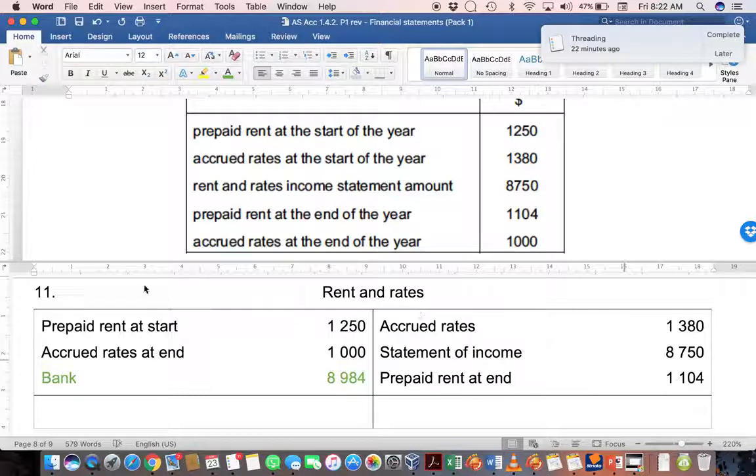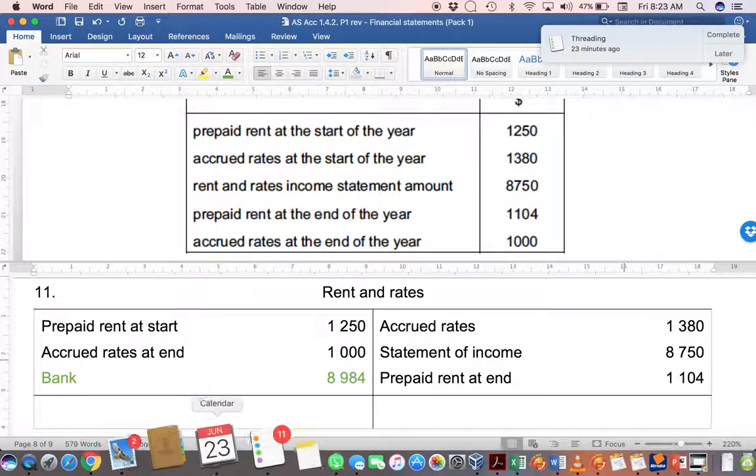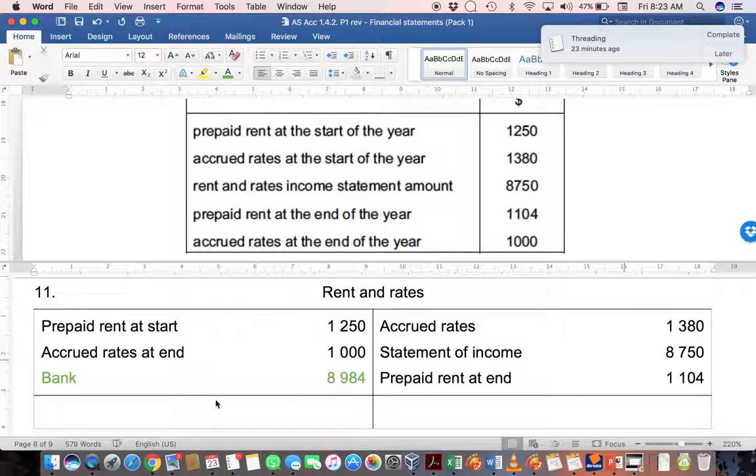For my rent and rates account, I will show what was the prepaid rent at the start. Prepaid rent would have been debited because it's an asset, it's a receivable account, whereas accrued expenses would have been a payable. So I show that on the credit side. The income statement figure I'm going to put in over here, and because rent and rates is going to normally be debited as it is an expense account, I would close it off on the credit side to statement of income, and statement of income would then be debited, which is correct.